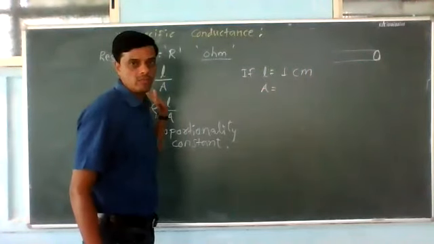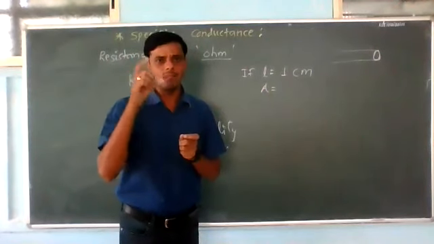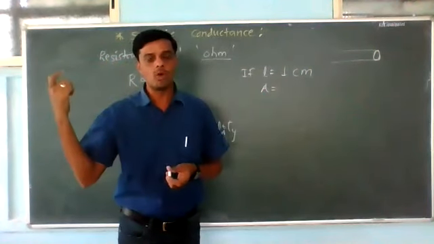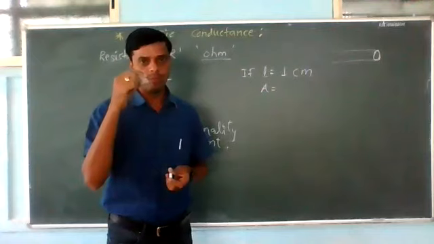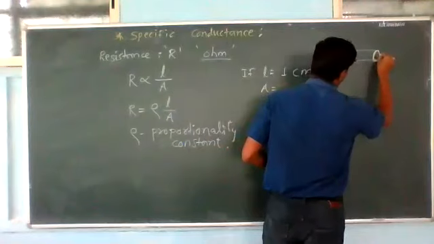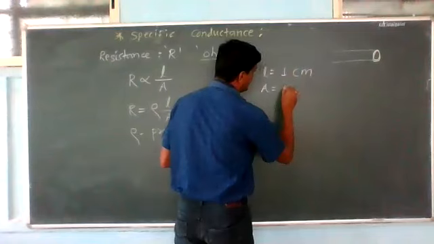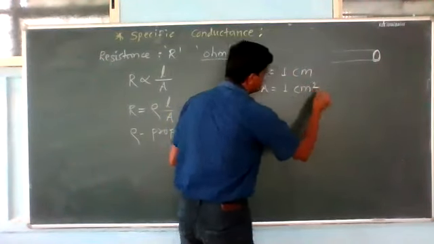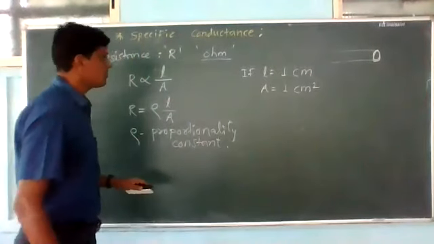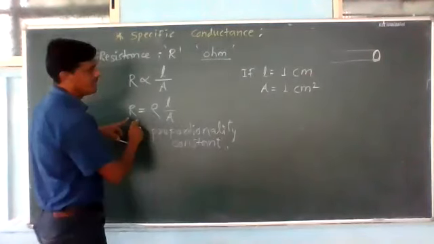For any metal, in simple words, a thin wire and a thick wire: the thick wire will carry more electric current, and the thin wire will resist. Now this is called the area of cross section, and if the area of cross section of the conductor is 1 centimeter square, then R can be given as this.